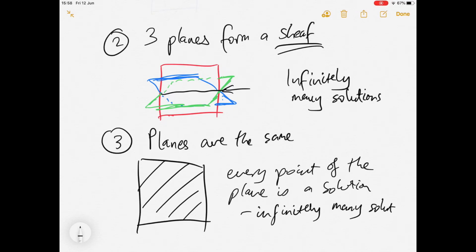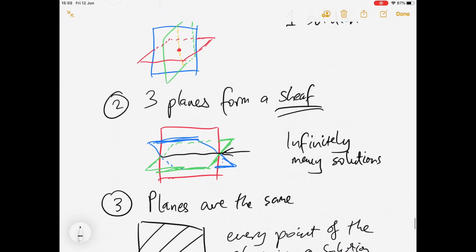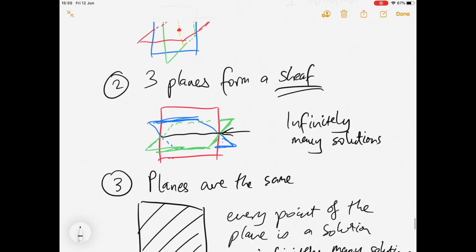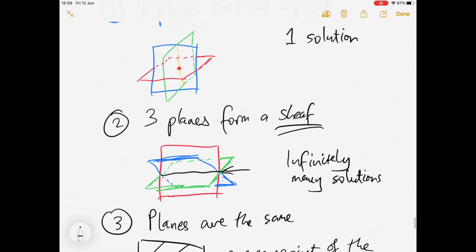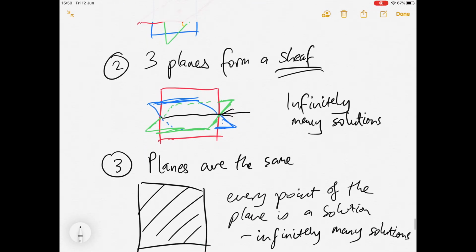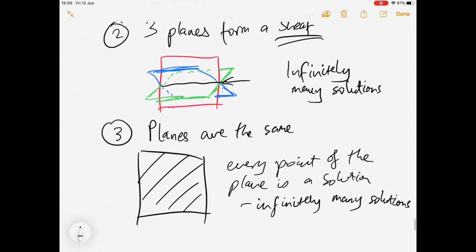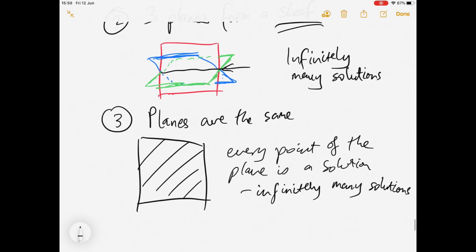You can also have the case where two are the same plane, and then we have another plane. Sometimes in that case there are no solutions because the two planes could be parallel, but you could also have that they meet in a line.